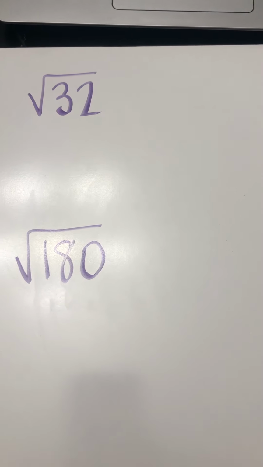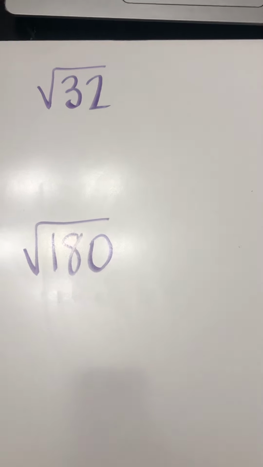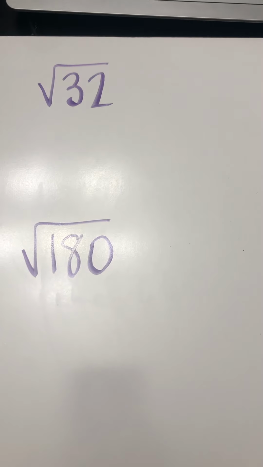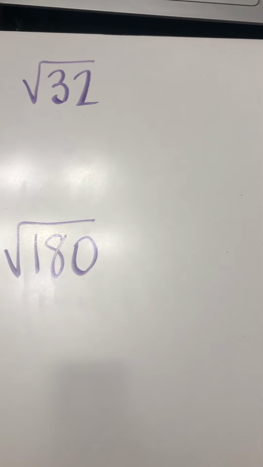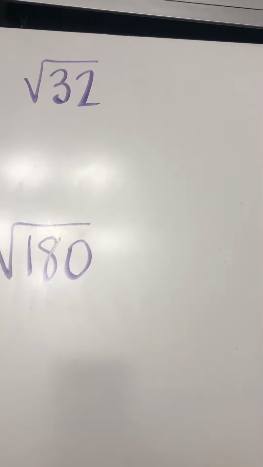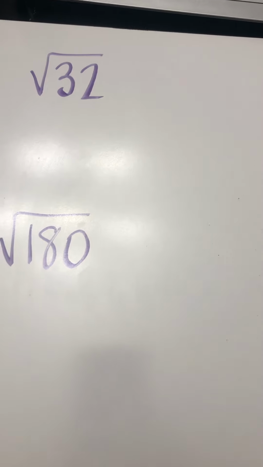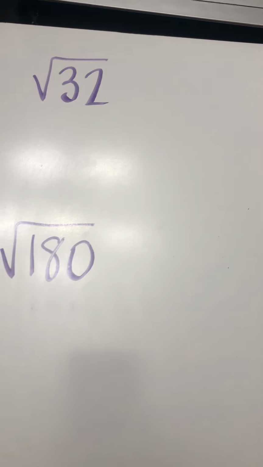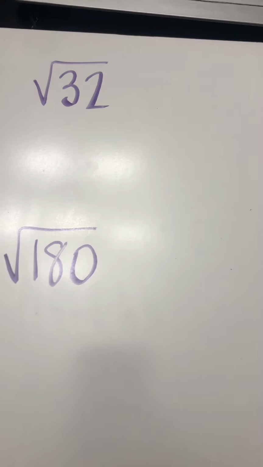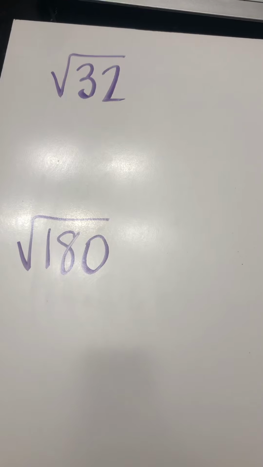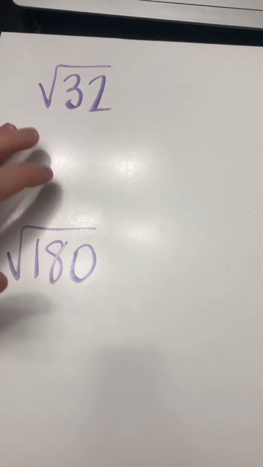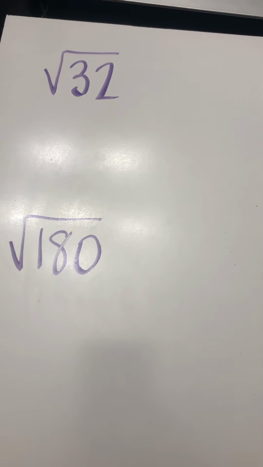Hey guys, so in the first video I basically just talked about some vocabulary, your perfect squares, your perfect cubes, and now I really want to focus on simplifying non-perfect square roots. You can all tell me that the square root of 121 is 11, that the square root of 25 is 5. But I really need us to focus on this when we do not have perfect squares, okay?